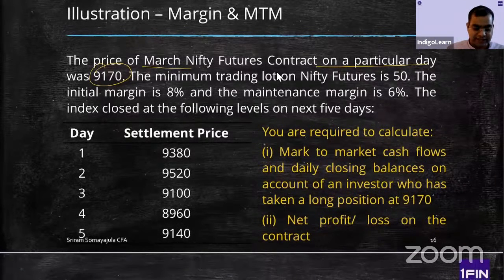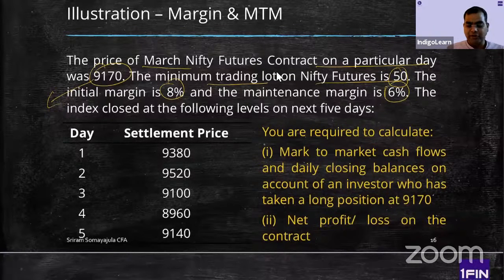On a particular day, it was 9170. This is the future contract price. The minimum trading lot of futures is 50. So I told you that you can trade only in lots, so you have to do a minimum of 50 contracts. The initial margin is 8%, maintenance margin is 6%. So initially you have to put in 8, and you have to maintain a minimum of 6.